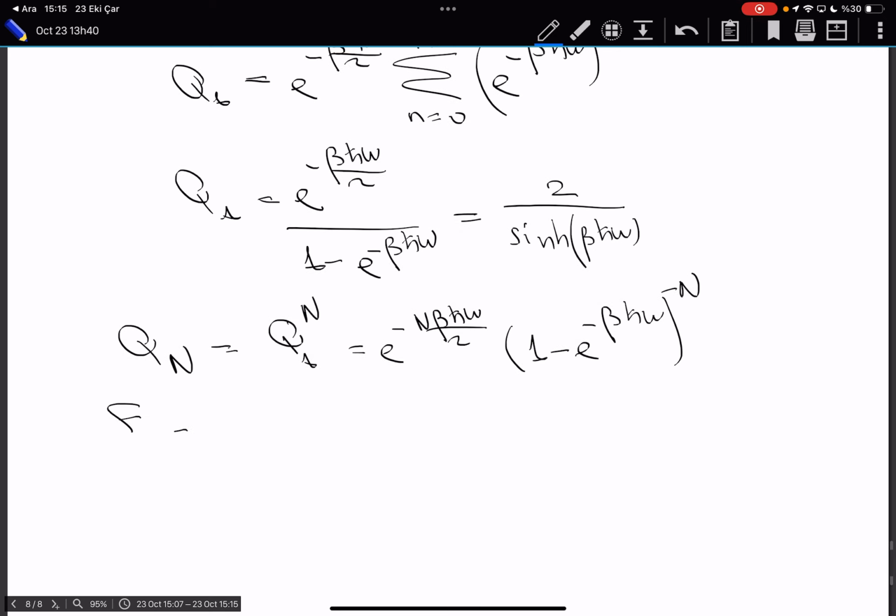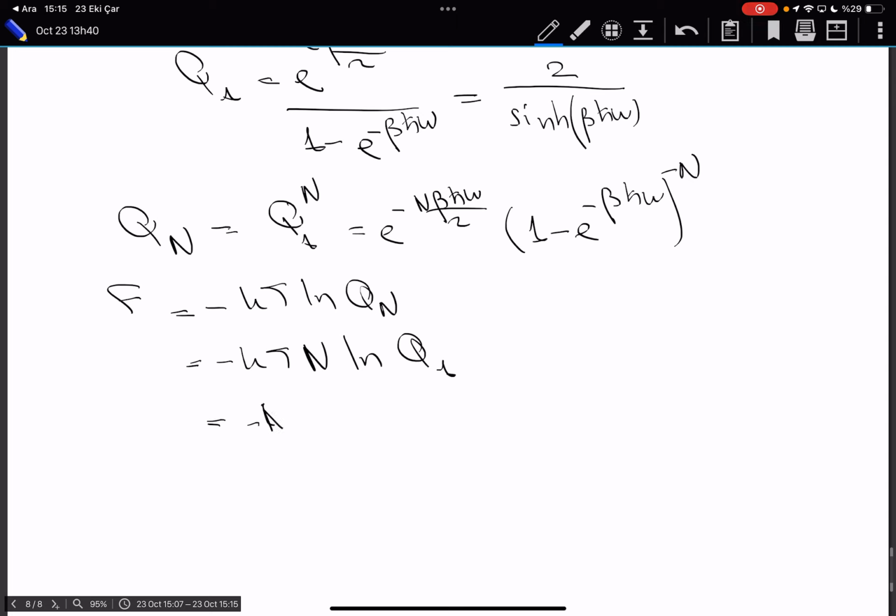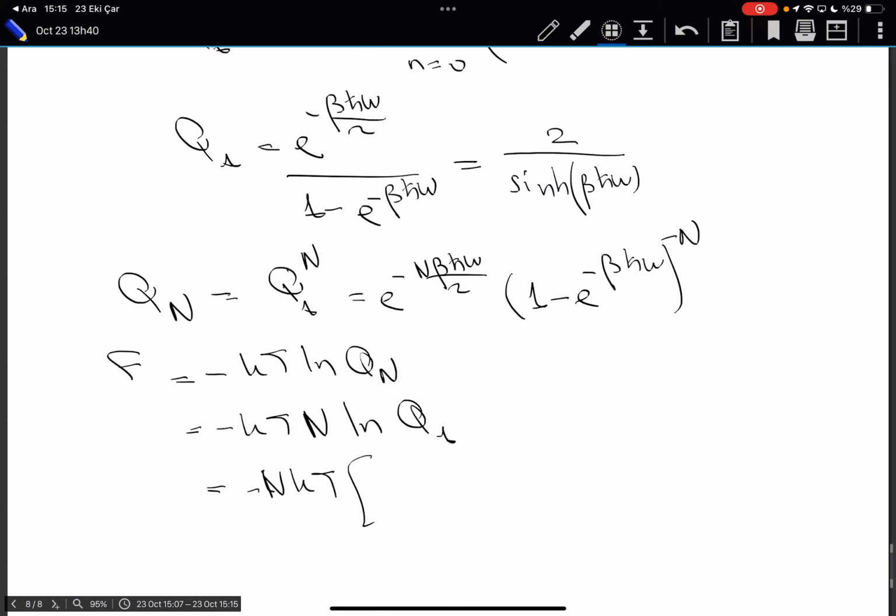The free energy will be minus kT logarithm of Qn, which is minus n kT logarithm of Q1. That logarithm of Q1 will be minus h bar omega over 2 times beta, minus logarithm of 1 minus e to the power minus beta h bar omega. This is my free energy.